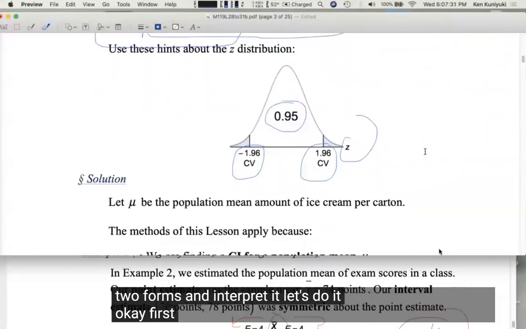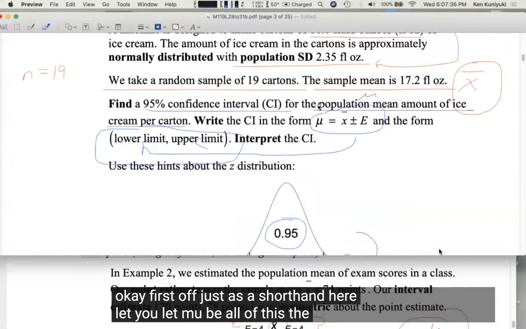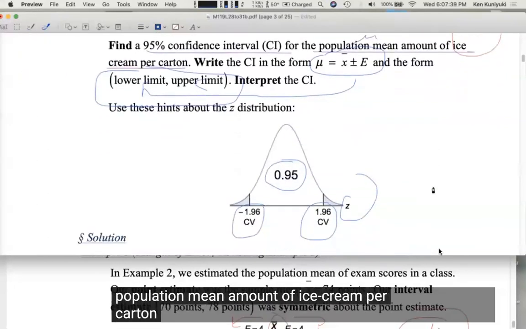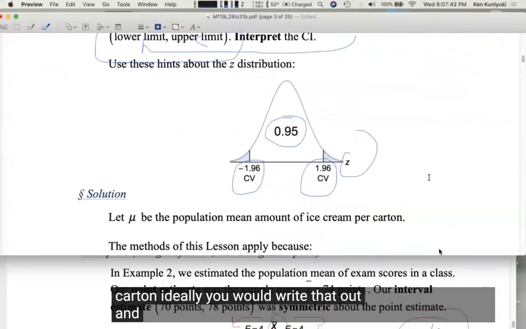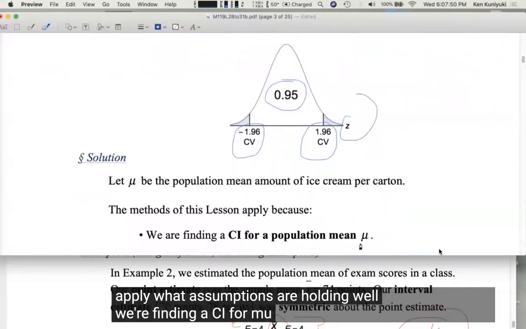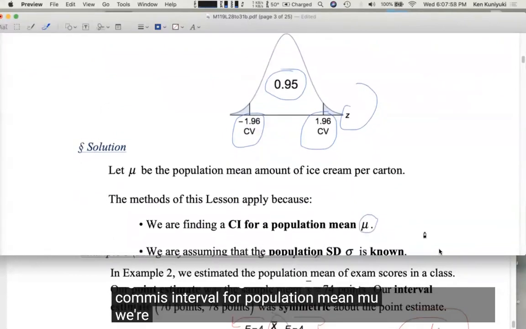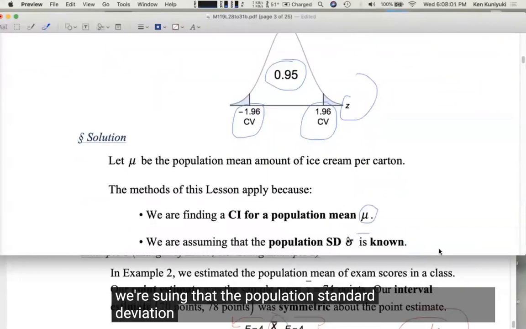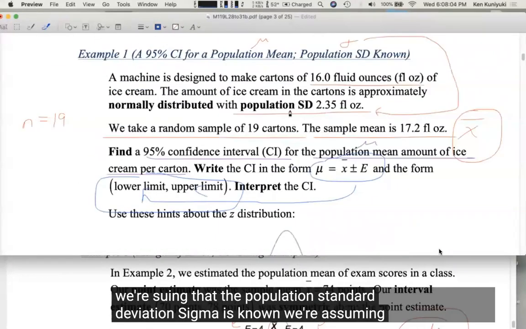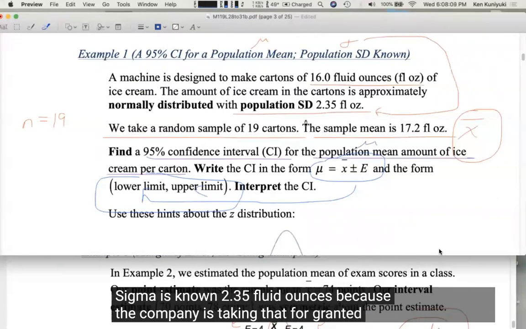Okay. First off, just as a shorthand here, let mu be the population mean amount of ice cream per carton. Ideally, you would write that out. And why do the methods of this lesson apply? What assumptions are holding? Well, we're finding a CI for mu and not p or sigma or something else. We're finding a confidence interval for a population mean mu. We're assuming that the population standard deviation sigma is known. We're assuming sigma is known, 2.35 fluid ounces, because the company is taking that for granted.